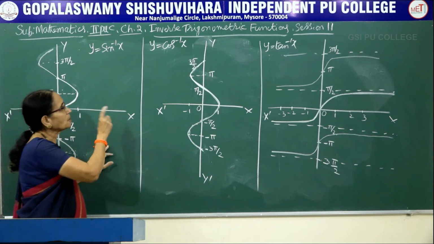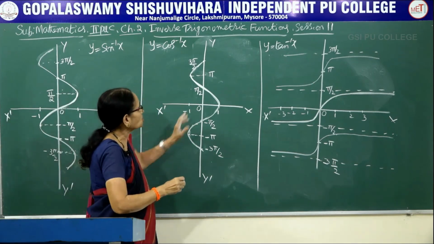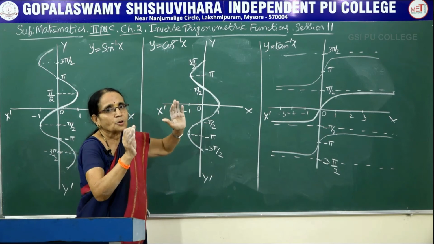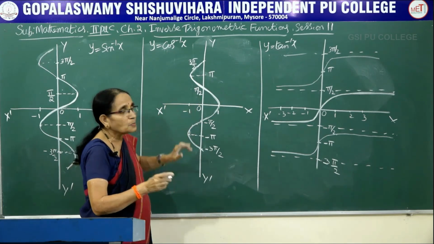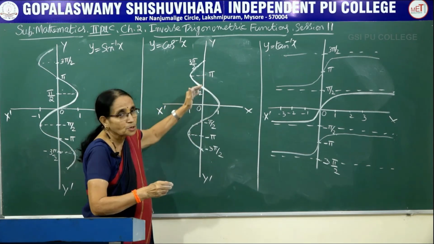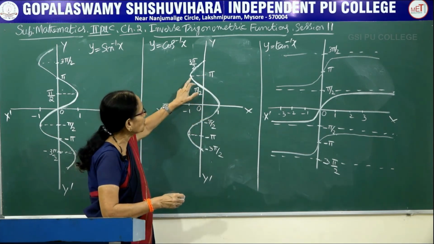Now come to the next one, cos inverse x. Here also, as you know, the domain is minus 1 comma plus 1. It's a closed interval. Whereas, what is the principal value branch? It is 0 to pi, the closed interval 0 to pi. Hence, I have darkened this one.